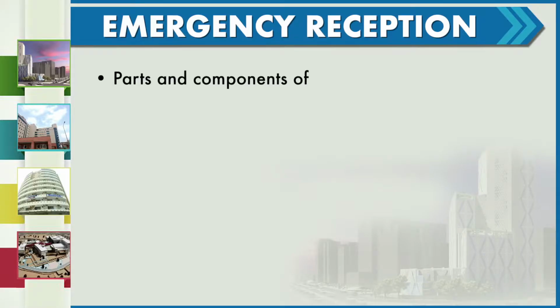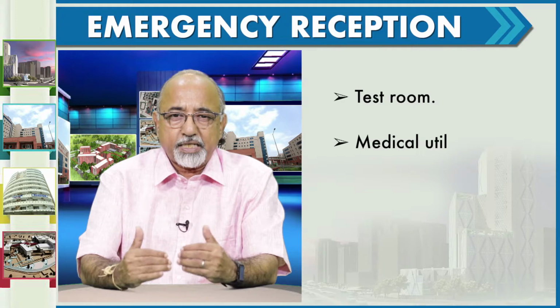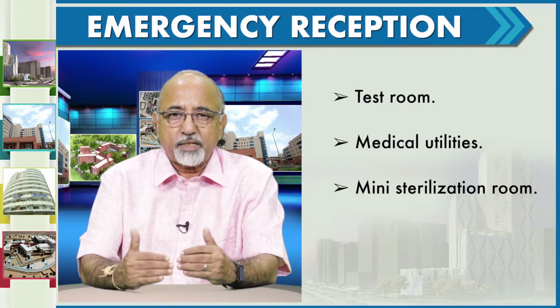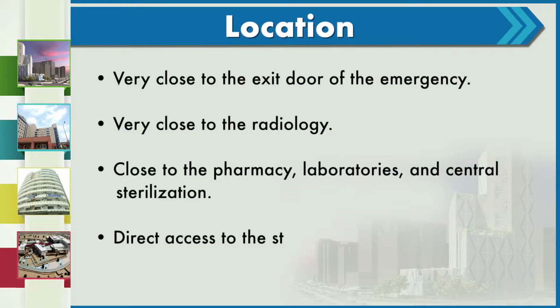Now we come to the emergency reception. The parts and components of the emergency are the entrance and the waiting area, the registration areas, the staff rooms, the mini surgery room, the test rooms, the medical utilities room, and the mini sterilization room. The location of the emergency is very, very important, and it should be close to the exit, very close to the radiology, close to the pharmacy, the labs, and the central sterilization, and it should have direct access to stairs and elevators.